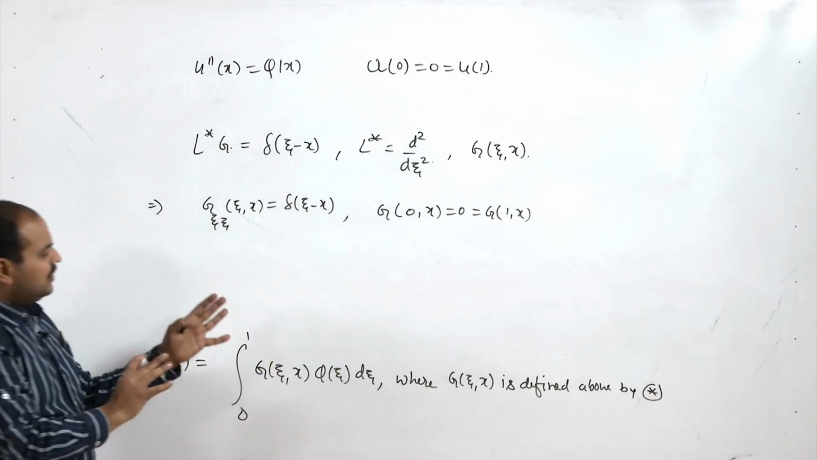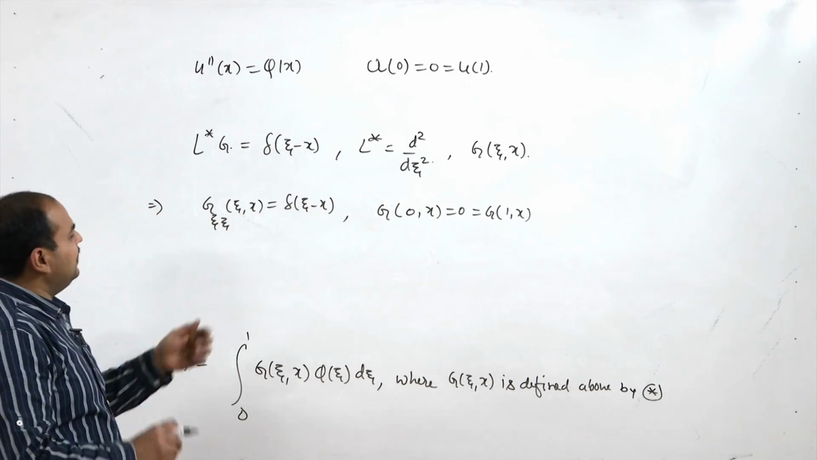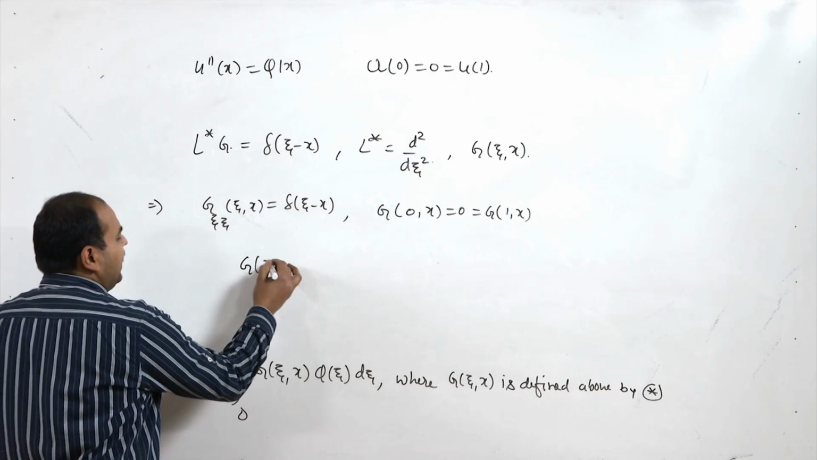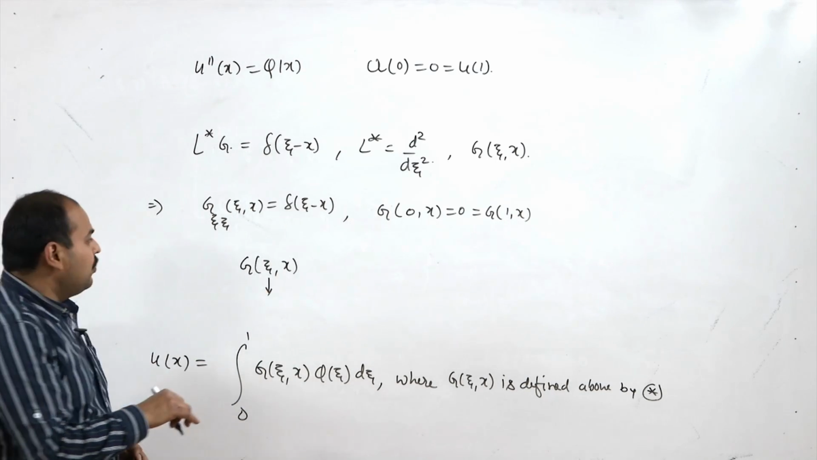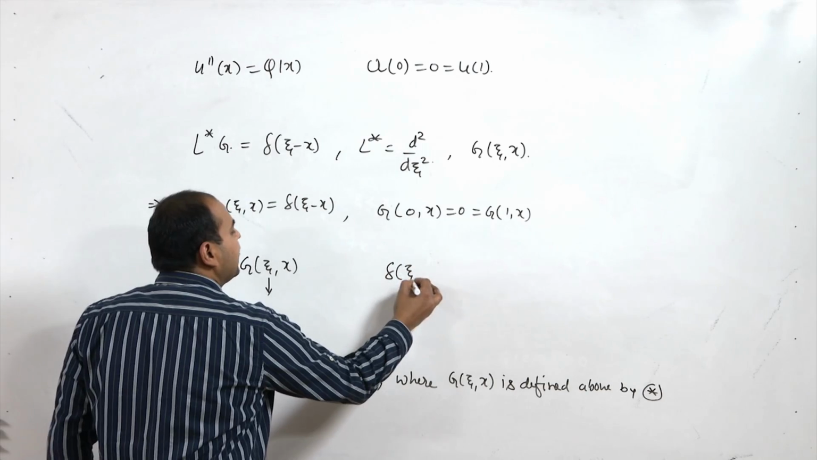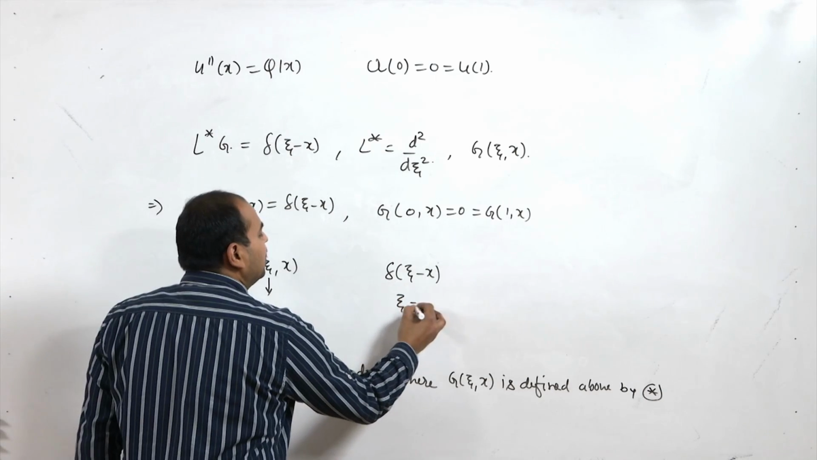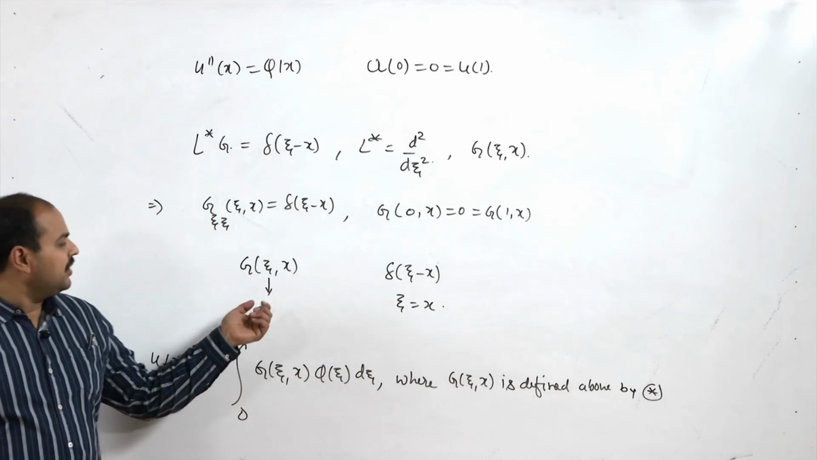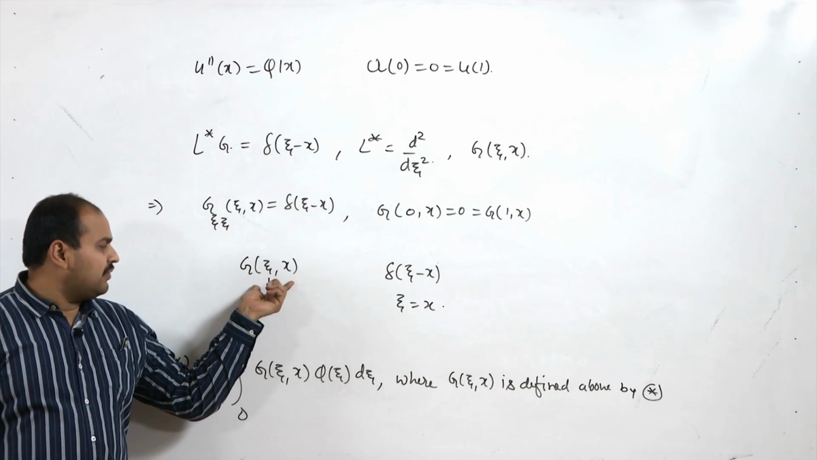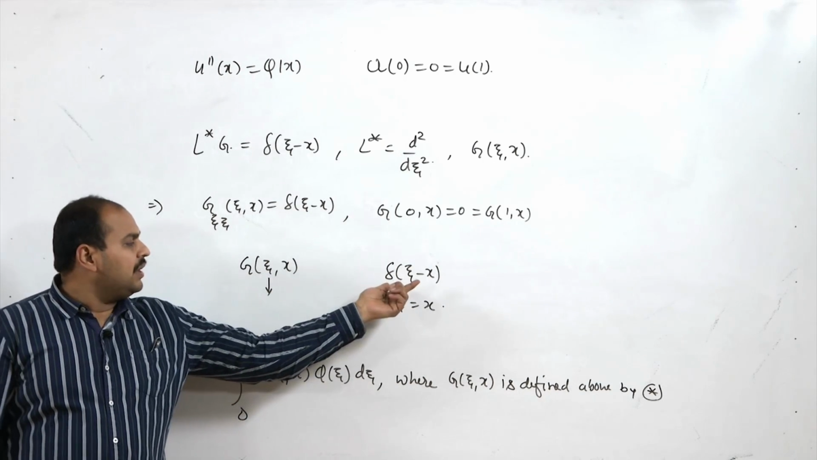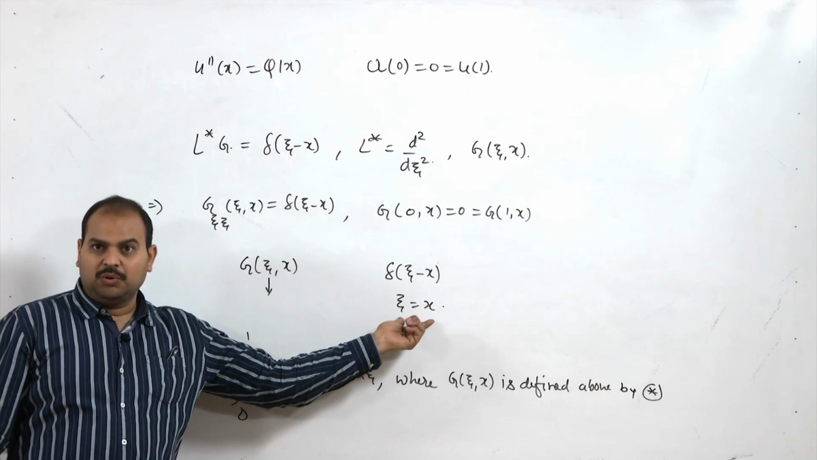So here if I look at the same interpretation for this particular problem, then I can consider that g(xi, x) is basically the deflection at a point xi when a unit force delta(xi minus x) is applied at the point xi equal to x. So I'm just repeating it one more time, we can consider that this g(xi, x) is denoting the deflection in the string when unit force is applied at xi equal to x.